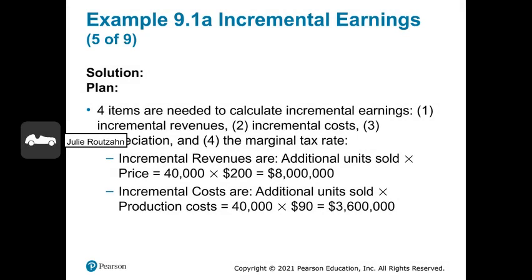So we need to calculate a couple different things here. First, incremental revenue, incremental costs, and then on the next slide, we'll handle the next thing. So incremental revenue. We have additional units sold times the price. So quantity times the price is going to give us revenue, P times Q. So if we sell 40,000 units at a price of $200 each, we'll have $8 million in incremental revenue each year. Incremental cost, the quantity times the cost.